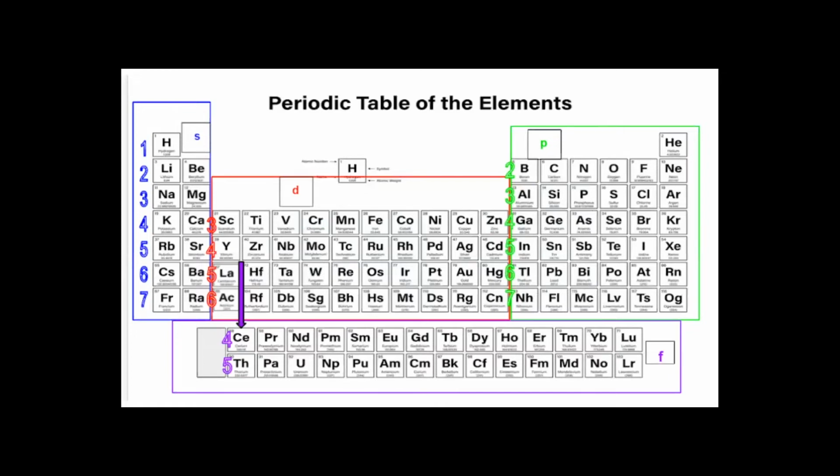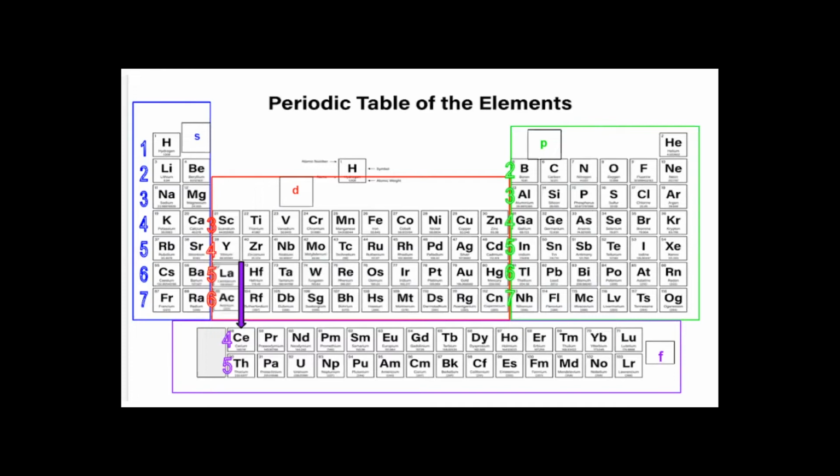So here are the, well, how do I say this? The S, P, D, and F of your quantum numbers. To the left in the blue, that's your S block. The one in the green is your P block. The one on the right is your D block, and the one in purple is your F block.